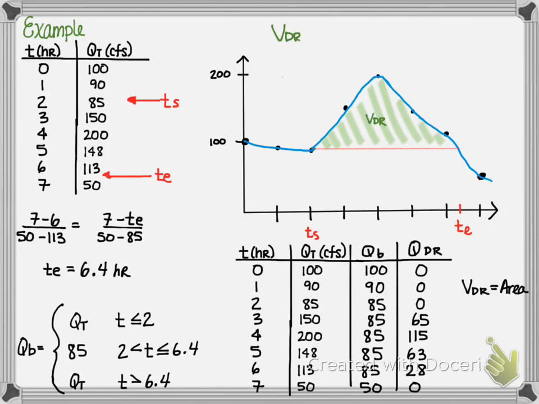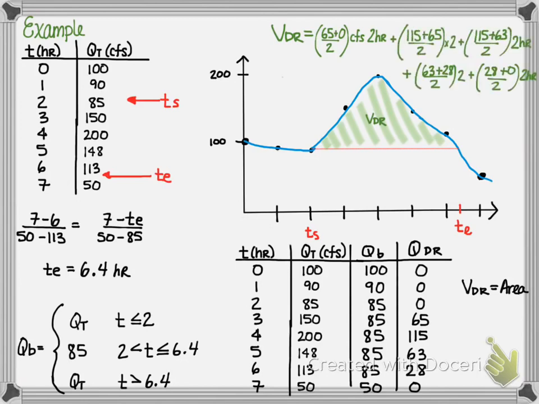The volume, VDR, is equal to 65 plus 0 divided by 2, times 2 hours. We're going to repeat this for every area, as shown. Then, because we're in cubic feet and hours, we will do unit conversions, and we will calculate a direct runoff volume of 975,600 cubic feet, which can also be referred to as 22.4 acre feet of volume.